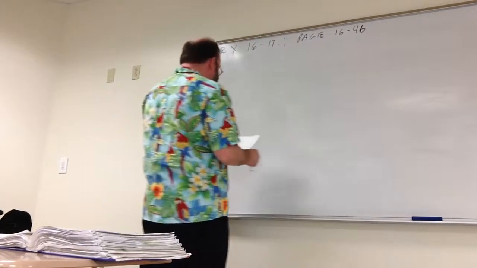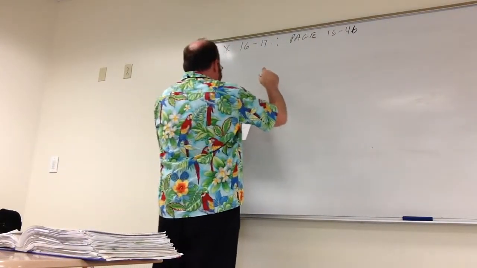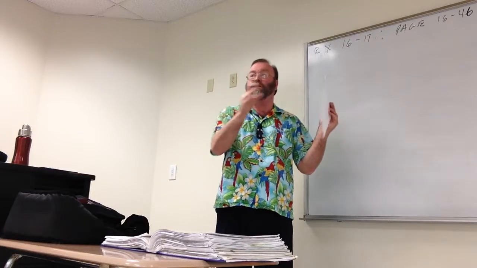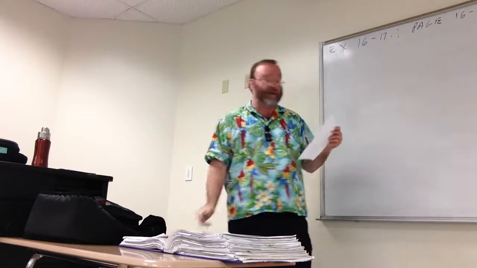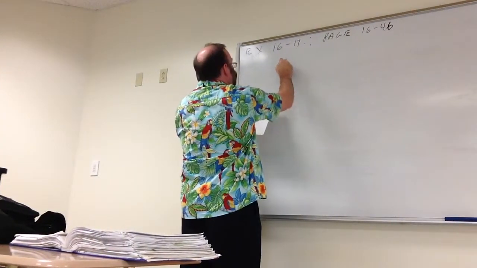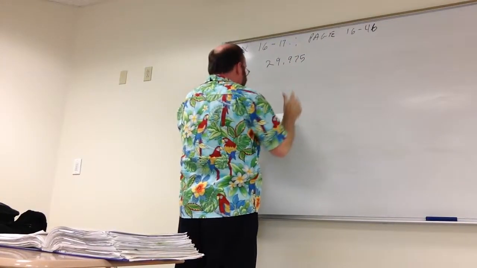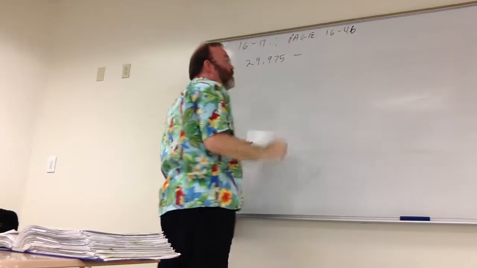So, basic earnings per share. Basic earnings per share is net income attributable to common shareholders, because the denominator is common shares. So we have to extract out of the net income any portion that doesn't apply to common stock. So we take the $29,975, and we subtract from it the preferred dividend.